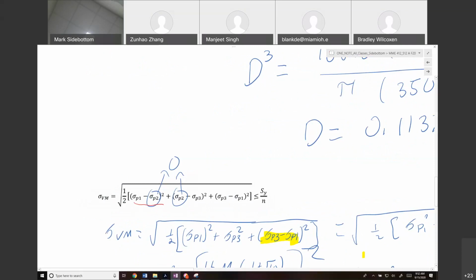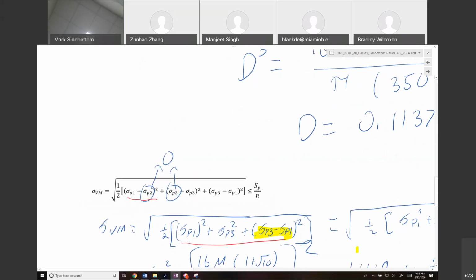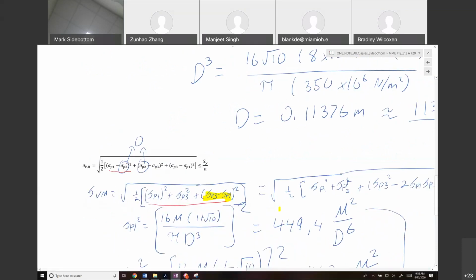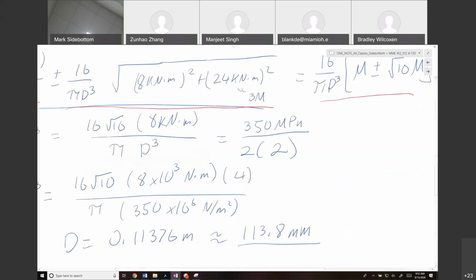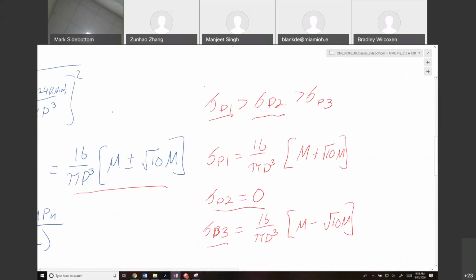So you end up getting the same equation here, just the 2's and 3's would be flipped around, but you'd end up with the same results. I'm not sure if that's helpful, but that's why I set sigma P2 to be 0. It's based off of this notation that the first principal stress is the greatest, the second principal stress is the median principal stress, and the third principal stress is the minimum principal stress.